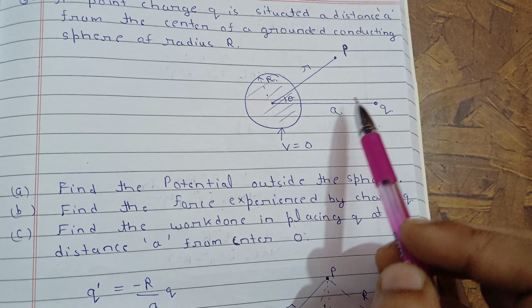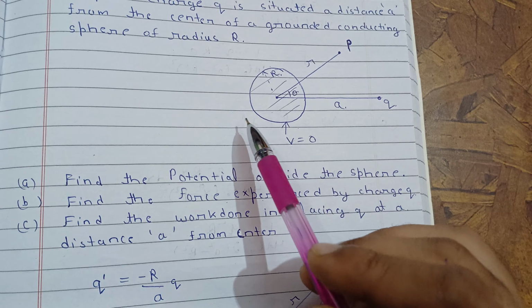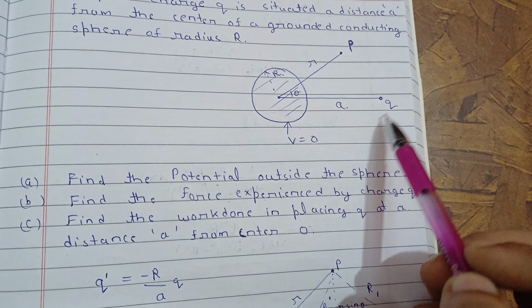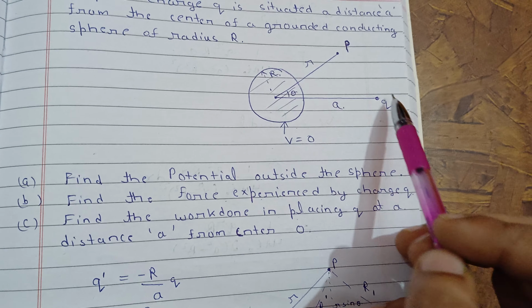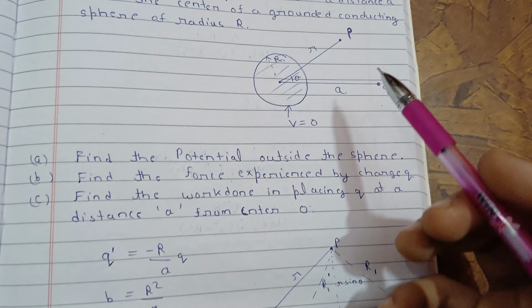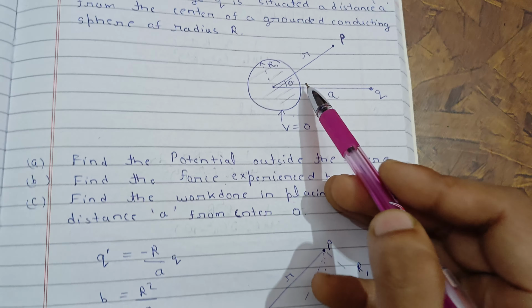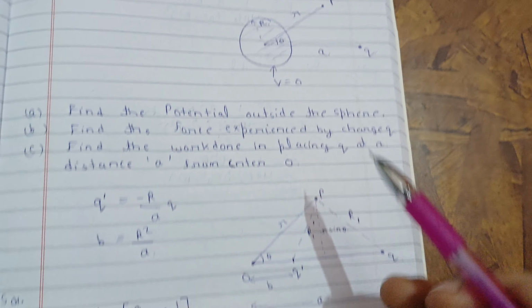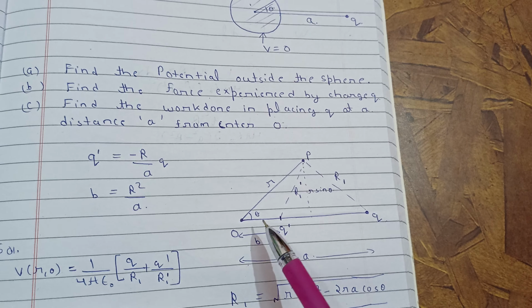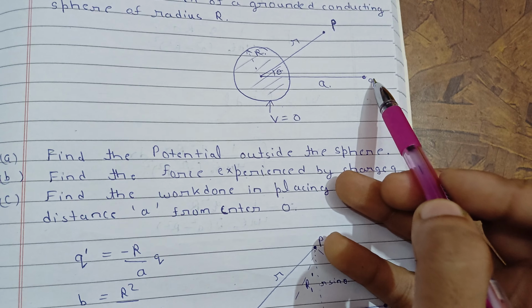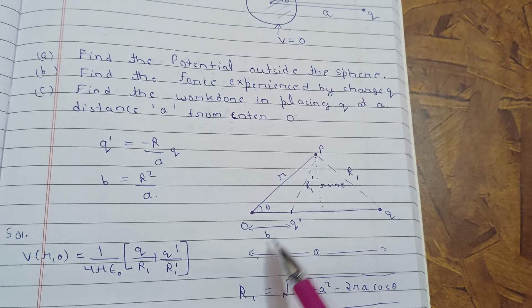So I won't go into the derivation. I'll just tell you how to simplify this. Whenever you get this kind of situation, the equivalence or image problem will be: assume some q dash charge due to this here. Let's say it is q dash here, and if this is your origin and this is a distance, then that q dash will be at distance b.